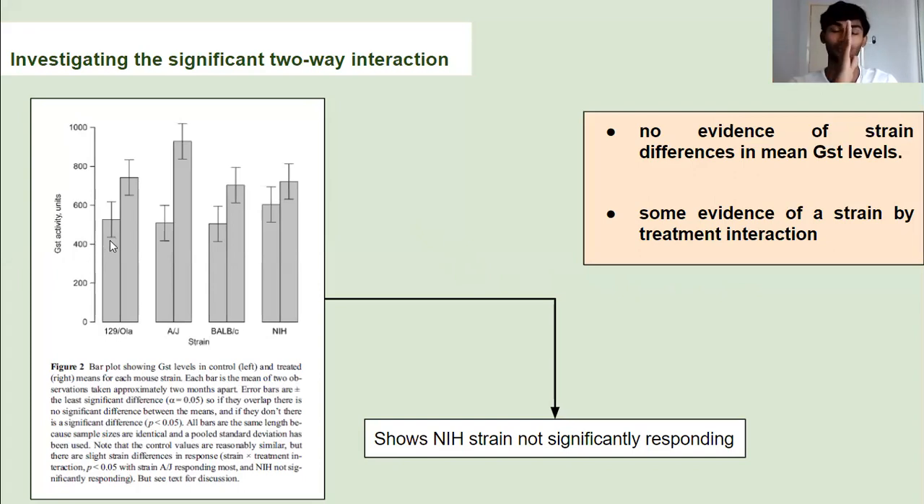The first bar under every strain is the control, and the second is the treated. So if we take a look at the strain for NIH, there is no significant difference as compared to other strains of mice. But is this true? We need to investigate this further.